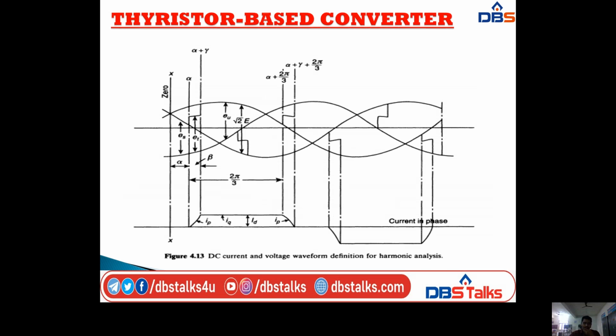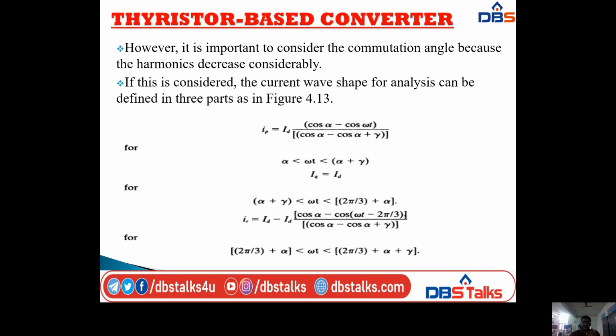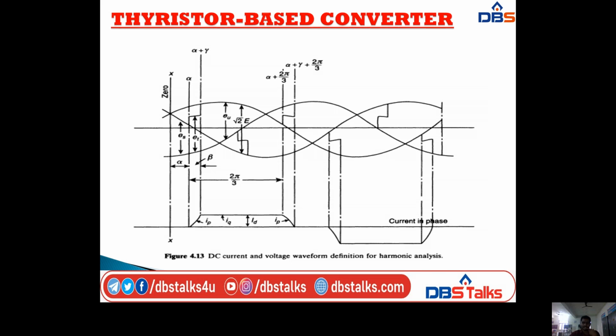So this is the diagram. Here the current waveform is divided into three parts. First, omega varies from alpha to alpha plus gamma, next alpha plus gamma to 2 pi by 3 plus alpha, and next 2 pi by 3 plus alpha to 2 pi by 3 plus alpha plus gamma. Like that the current waveform varies with the angle. Here we have alpha, beta, 2 pi by 3, IP, IQ, ID, IP, alpha plus gamma, 0, and alpha plus 2 pi by 3, alpha plus gamma plus 2 pi by 3, and it continues. Okay, this is the DC current and voltage waveform definition for the harmonic analysis.